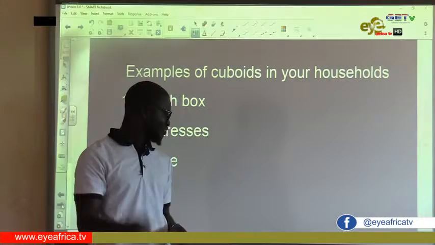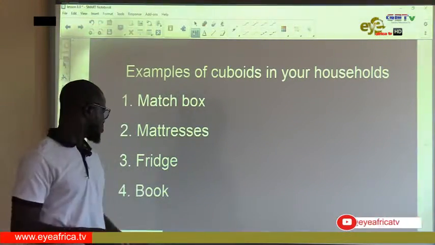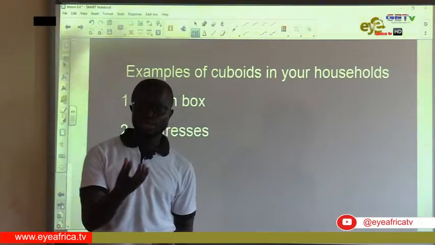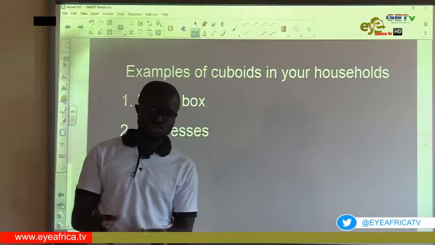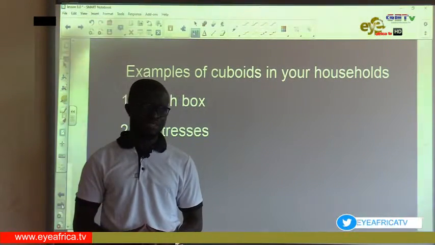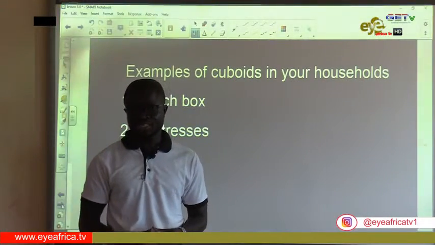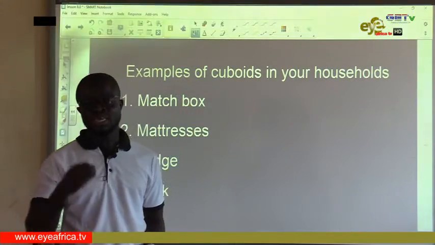So the fridge is also an example. Another example that you can give apart from the fridge in your household could be the cupboard. The cupboard is also what? Having the shape of a cuboid if you look at it carefully. So because it possesses certain characteristics of a cuboid, it is therefore qualified to be termed as a cuboid.